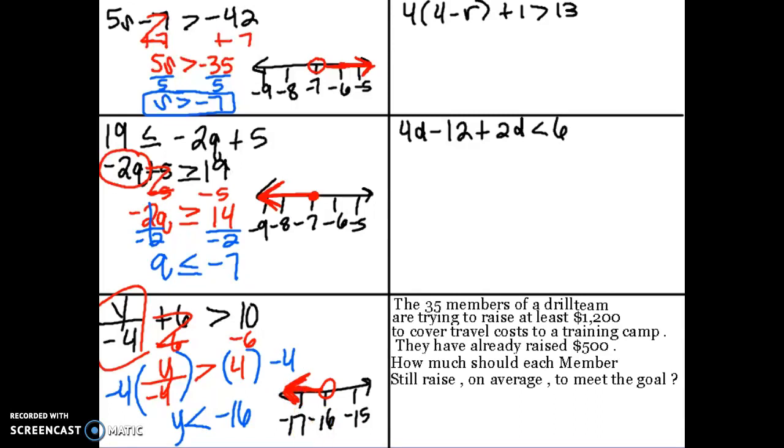All right, when you're solving inequalities, if you have the distributive property, you need to distribute first. 4 times 4 is 16. 4 times negative r is negative 4r. Bring everything else down. Before you can move anything to the other side, you need to combine like terms. 16 plus 1 is 17 minus 4r is greater than 13.